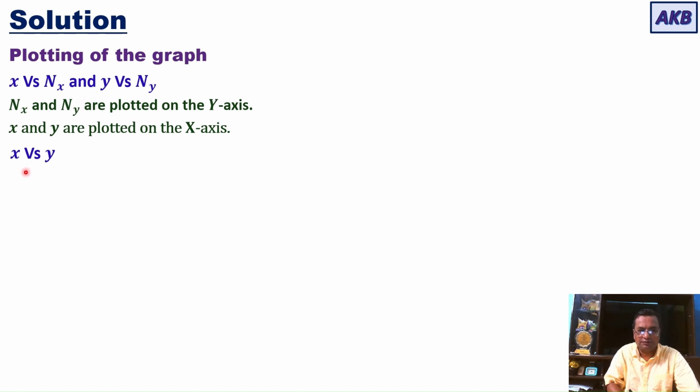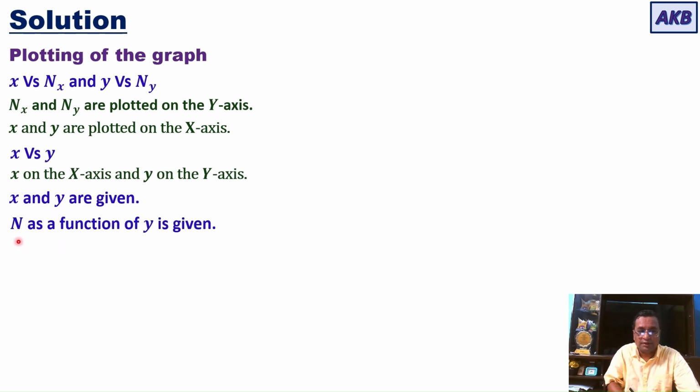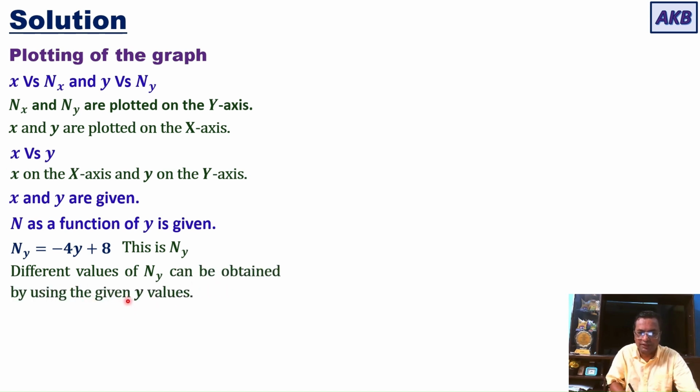Then we need another graph, which is the X versus Y graph. In this case, small x is plotted on the x-axis and small y is plotted on the y-axis. Now, X and Y, that is, tie line data, is given to us. N is given, but as a function of y. So N is nothing but Ny, and Ny is equal to minus 4y plus 8. That means for every value of y that is given to us, we can calculate the corresponding value of Ny.